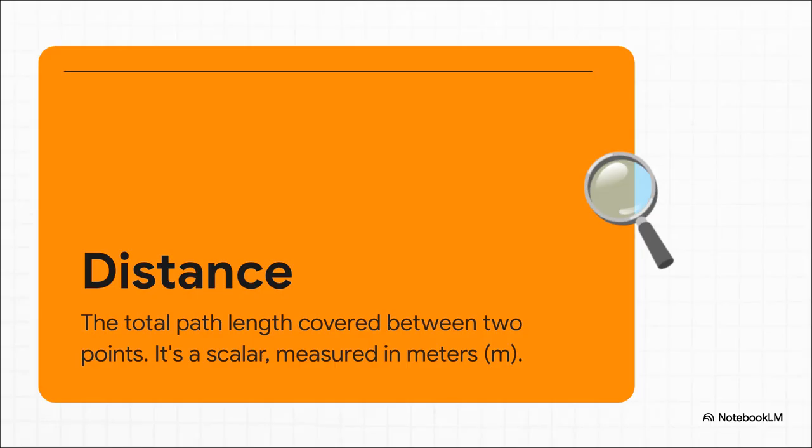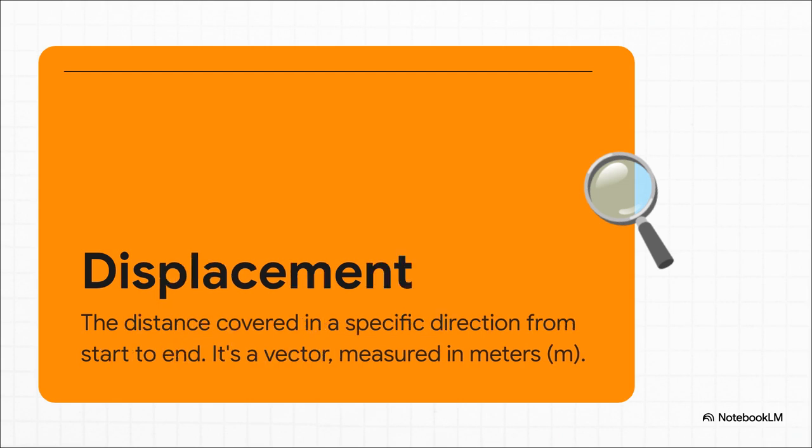So, for the official definition, distance is just the total path length you covered. Let's say you walk 3 meters east and then turn and walk 4 meters north. Your distance is easy peasy. 3 plus 4 is 7 meters. It's a scalar, just a number. That's it. But displacement? That's a whole different story.